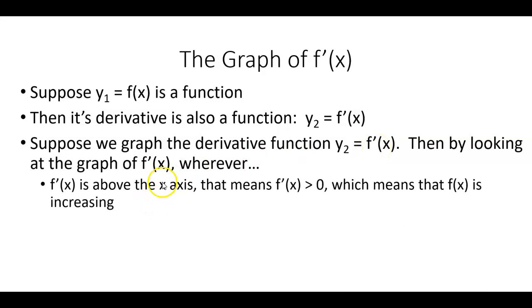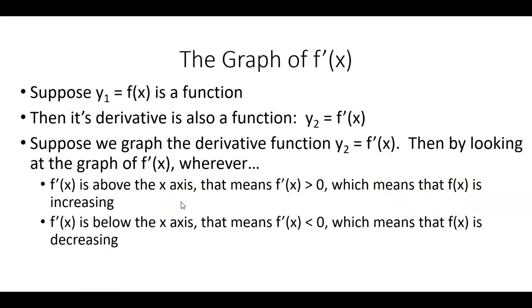And when you look at the graph of a derivative, anytime the derivative, f prime, is above the x-axis, that means f prime is greater than 0, which means that our original function must be increasing, because if its derivative is greater than 0, that means its slope is positive, which means that the original function must be increasing. In the same way, by looking at the graph of the derivative, if the derivative is below the x-axis, that means that the derivative is less than 0, which means that the original function must be decreasing on that interval.